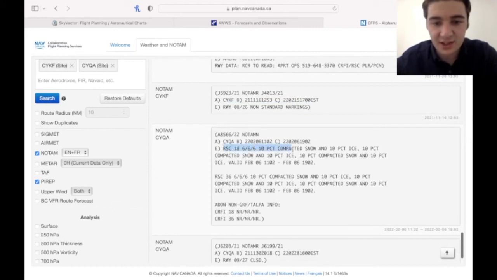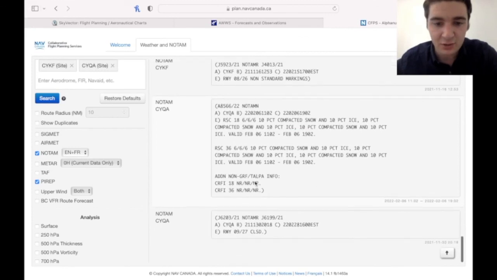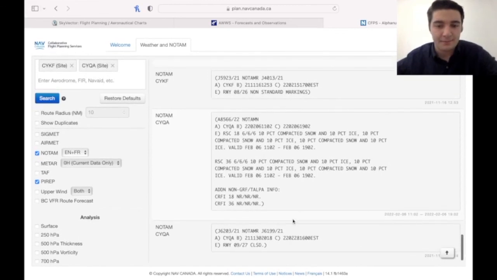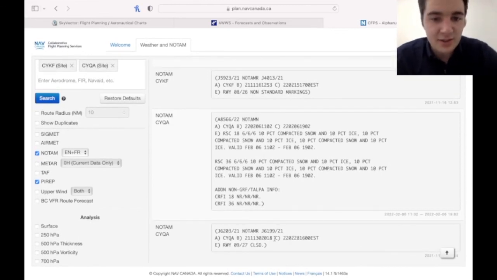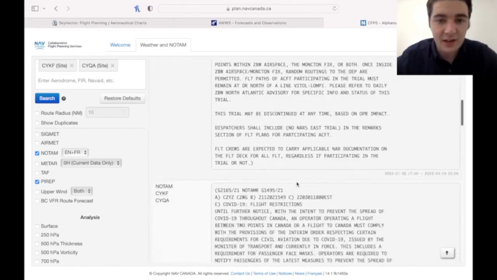Check out the runway service condition. So 10% compacted snow, 10% ice, 10% compacted snow, 10% ice. So for each third, and that's valid for all of today. Actually, the 19, it's going to be expired by the time we're up there. Runway 36 is the same. No runway friction index. Runway 0927 is closed, so that's definitely important to know in that the dates are active. So we'll mark that down. Excellent. So nothing stopping us from going flying in the NOTAMs.